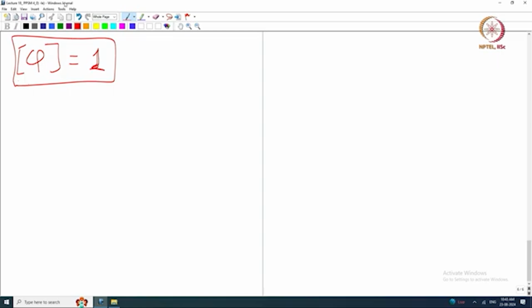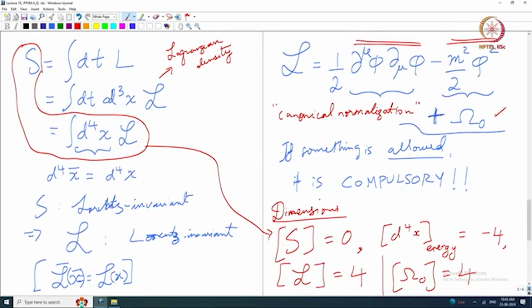Agreed? Now this is true for scalar fields. It doesn't hold for fermion fields. When we talk about fermions, we'll catch up on what is the dimensionality of those fields. This is true of scalar fields, and we'll see soon that it is true of vector fields also.